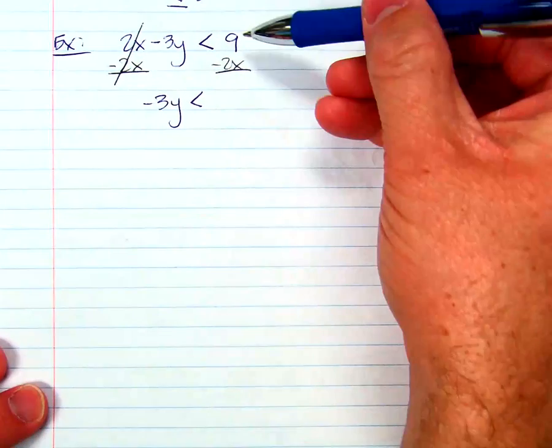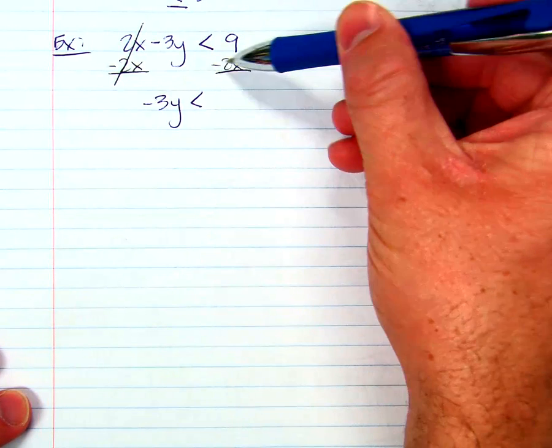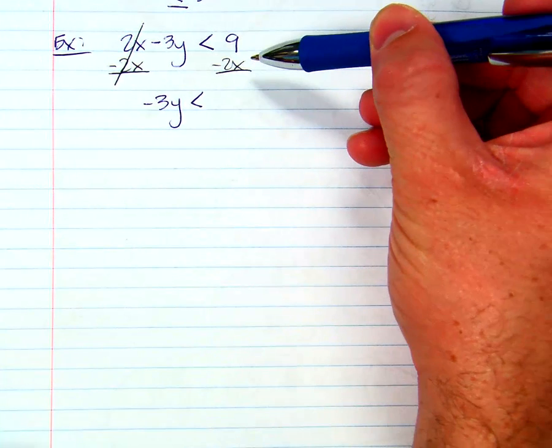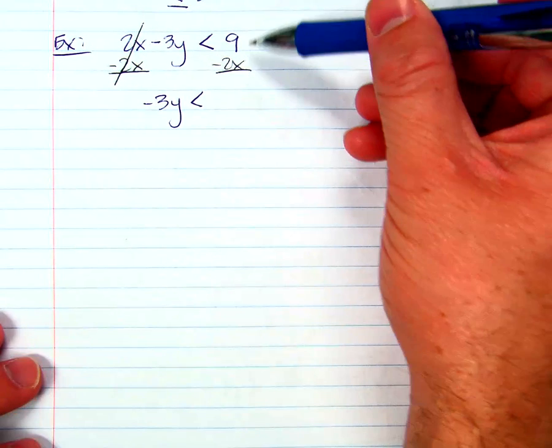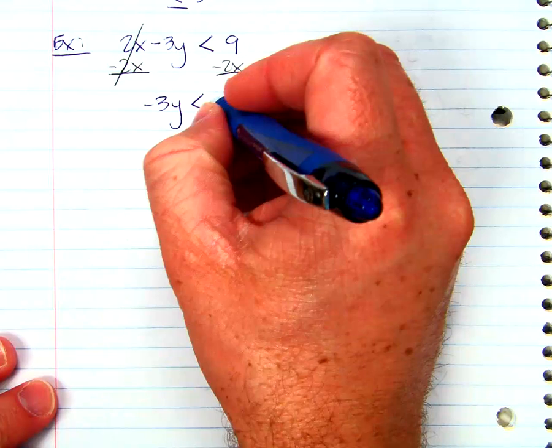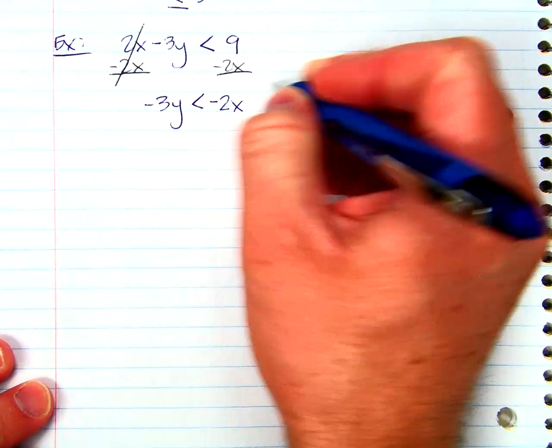Please remember the 9 that was already there and the minus 2x that I'm putting here, they don't get combined. This is not going to make a 7. You do not combine them because this does not have a variable and this does. They're not like terms. We leave them separate. We just say negative 2x and positive 9.